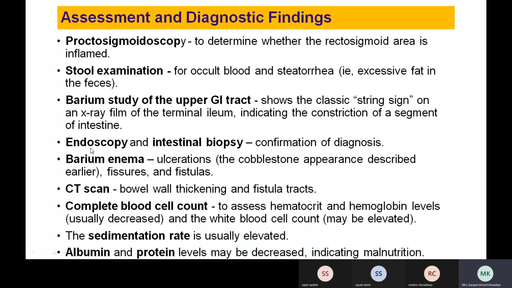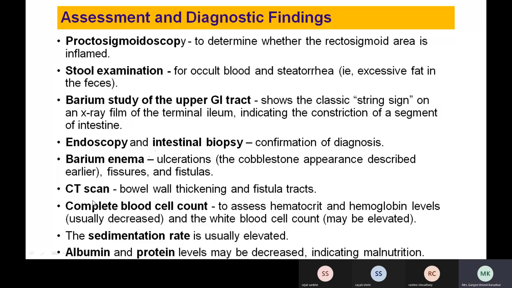Then next is endoscopy. So endoscopy and the intestinal biopsy also can be done. The inflammatory changes will be seen in the intestinal cells. So this will be a confirmatory test for Crohn's disease. Then barium enema can be done, where it will show ulcerations. These ulcerations are formed in the form of a cobblestone appearance, and it may further develop into fissure or fistula.